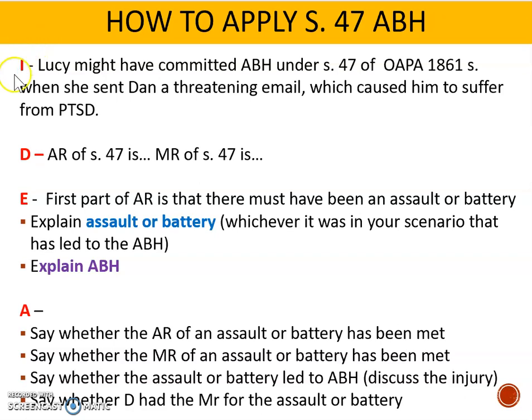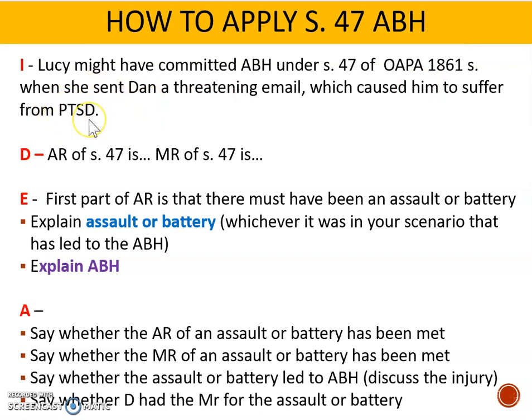So for my identification, I've said Lucy might have committed ABH under section 47 of the Offences Against the Person Act 1861 when she sent Dan a threatening email which caused him to suffer from post-traumatic stress disorder. So you can see there I've identified for the examiner clearly who the defendant is, who the victim is, what the offence is that I think they might have committed, and also I've pointed out the injury as well.